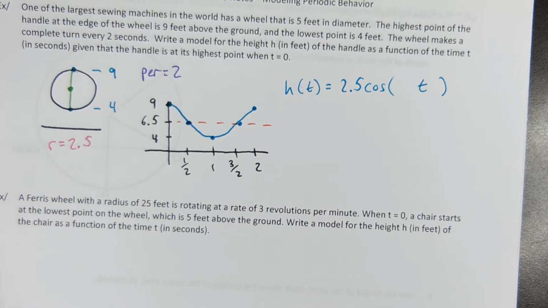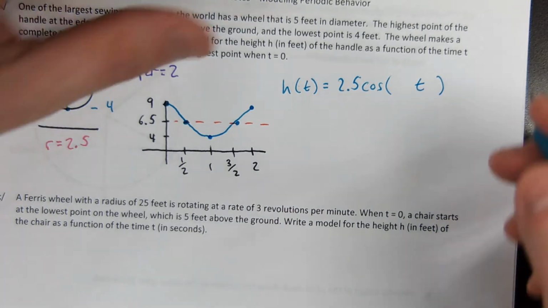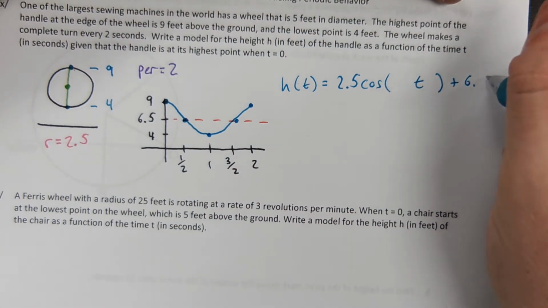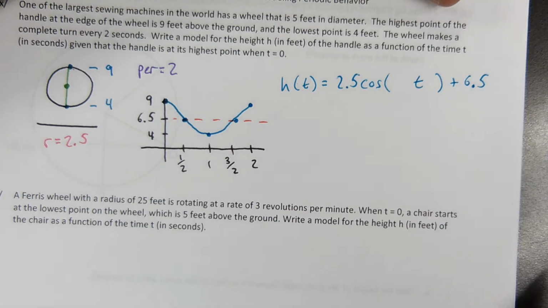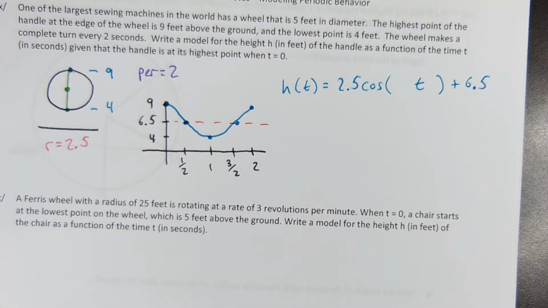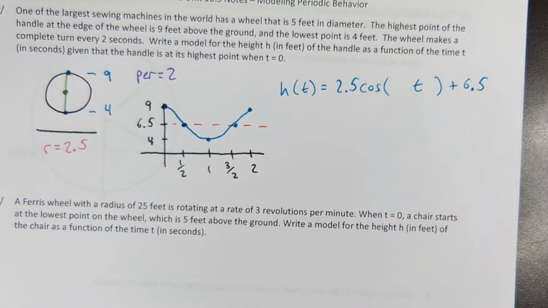What is the vertical shift? What is the midline? 6.5. The height of the center of the circle will always be the midline. Always. Same reason why the radius will always be the amplitude. The only thing that's left for us to do is to figure out what b value had to be in front of our variable.